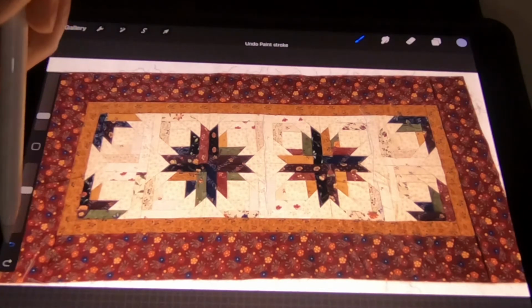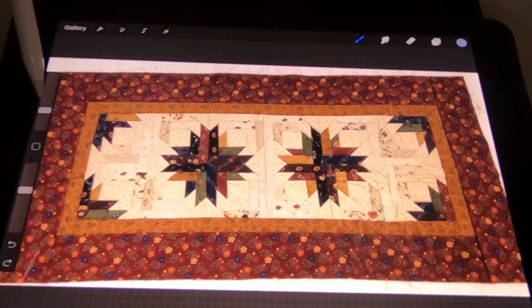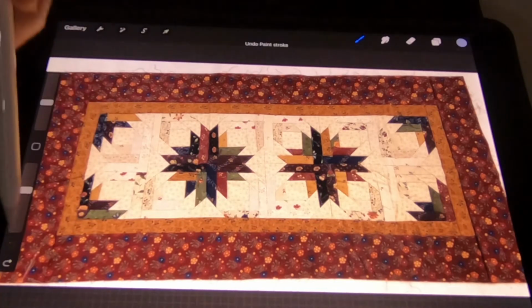I had no idea they were this small, I must say. I was looking at wider ones. So now let's go back.